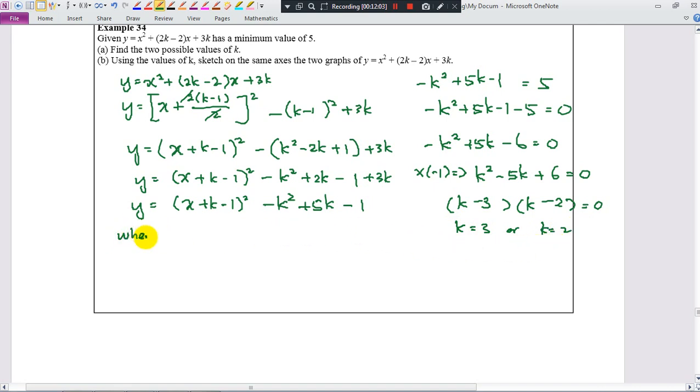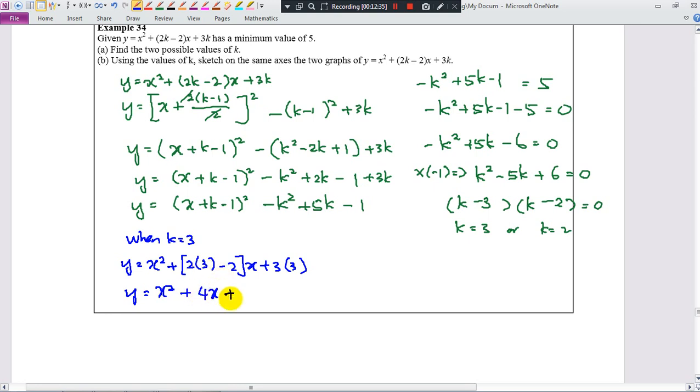Let me use another color. When k is equal to 3, just plug in the 3 here: y is equal to x squared plus 2 times 3 minus 2, x plus 3 times 3. So it's x squared plus 4x plus 9. Let me check again, correct or not. So this is 1, 4, 9.